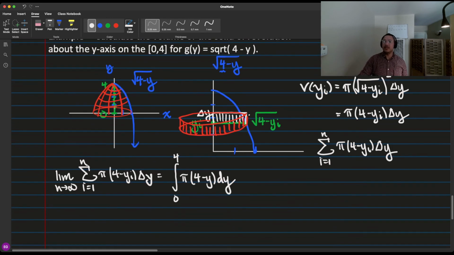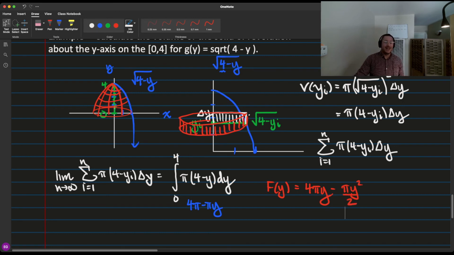To make life a little easier on ourselves, let's just distribute that. You're going to get 4 pi minus pi y. Sounds like a tongue twister. Okay, but you need your antiderivative. Your antiderivative of 4 pi will be 4 pi y. And the antiderivative of minus pi y will be minus pi y squared over 2. So 4 pi y minus pi y squared over 2.